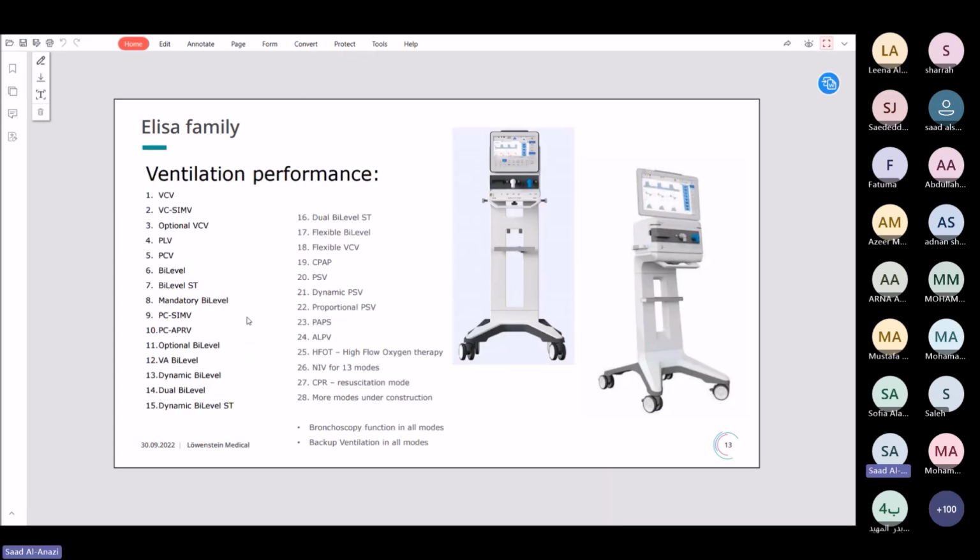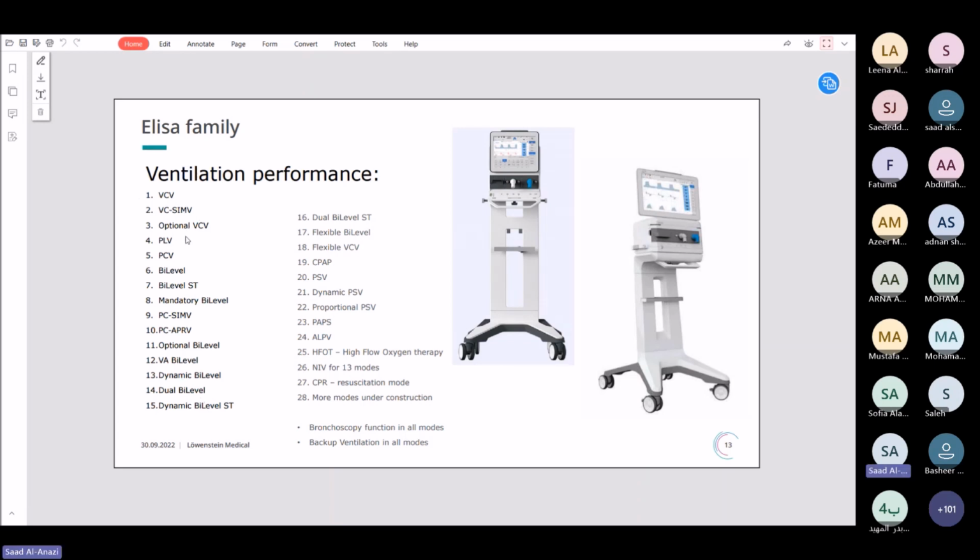As you see here, we have the ventilation performance. What can the ELISA family give to the patients? There are many features, many performance options that can help the patient and improve the outcome for the patient. For example, we have 28 modes. So the end user can select the 10 most common modes, and they can see here, as you see, we have all types of modes.